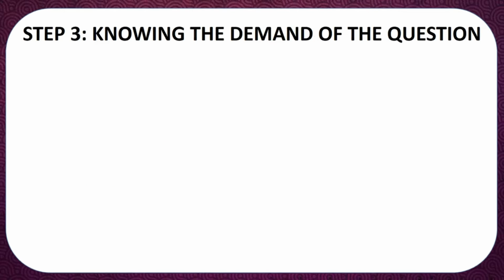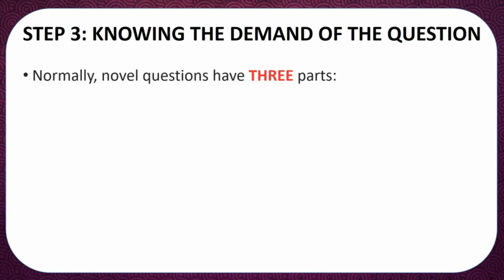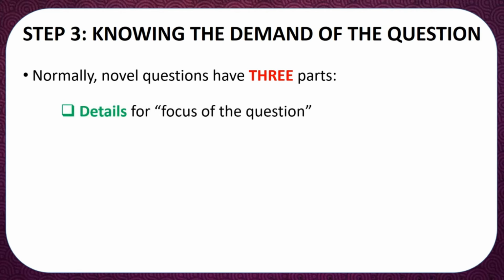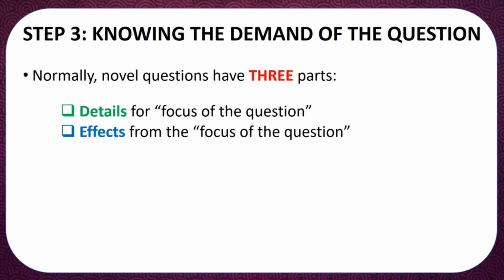We are now at step 3, knowing the demand of the question. Normally, novel questions have 3 parts. The first one is details for focus of the question. Earlier we have looked at focus of the question, but usually it's longer than that. And whatever else in the question in the focus earlier are the details. And you need to pay focus for it. And next one is effects from the focus of the question.